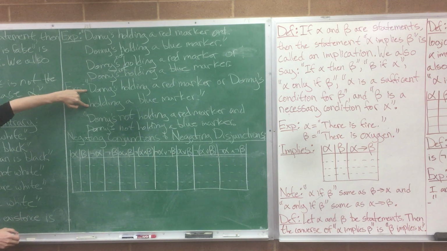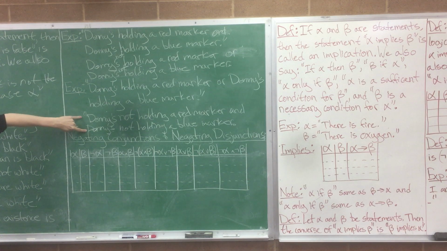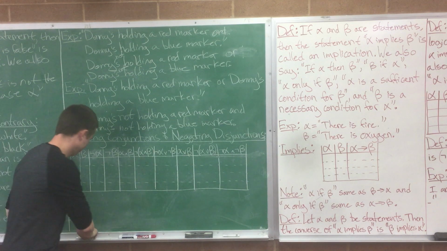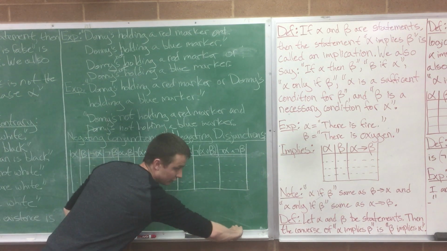Donnie's holding a red marker. Donnie's holding a blue marker. False. Donnie's not holding a red marker, and Donnie's not holding a blue marker. Sure. Wonderful. We always had one true, one false. So they were contradictions of each other.